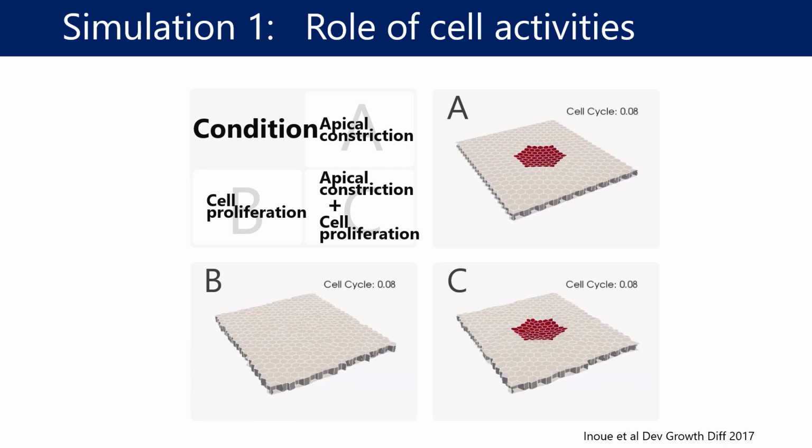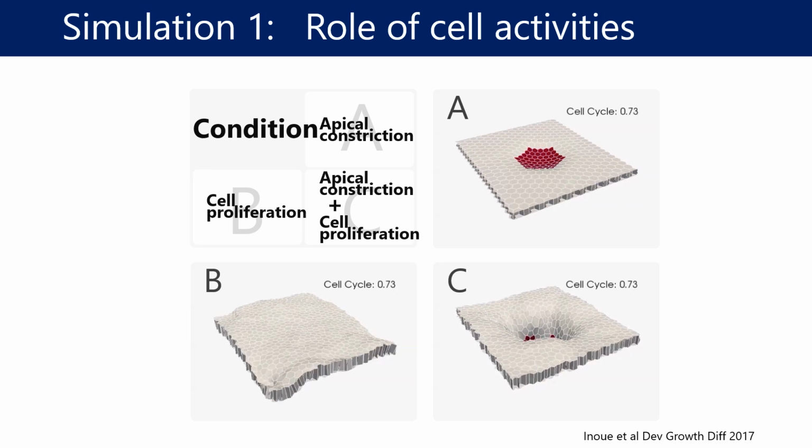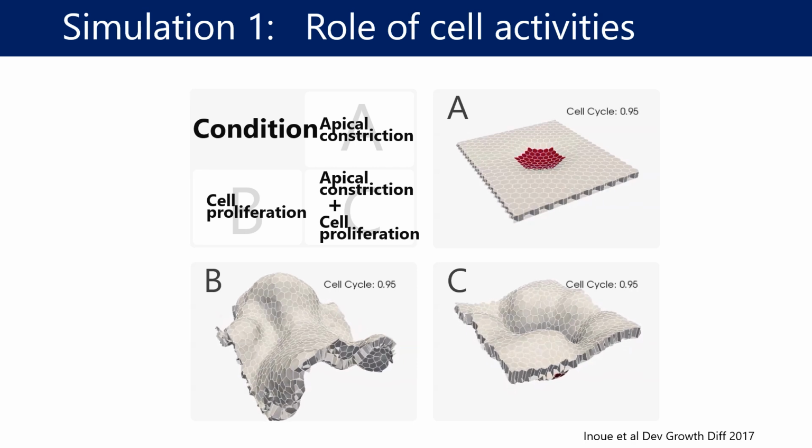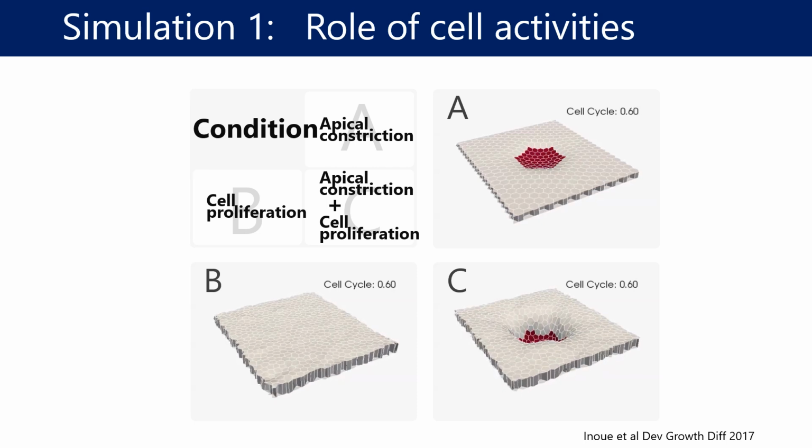In movie B, only cell proliferation is included. Because cell proliferation generates compressive stress in the tissue, the flat shape of the tissue becomes unstable and shows sheet buckling. The shape was very undulated. The magnitude of the deformation is very large.